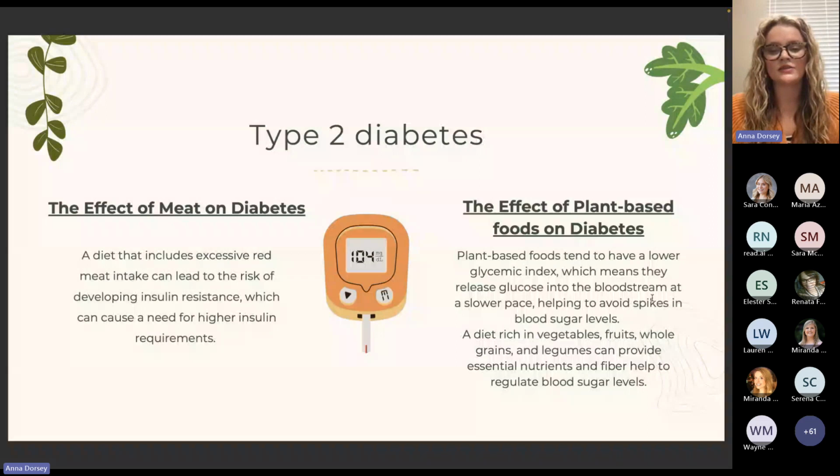Also, a diet that's really rich in vegetables and grains and legumes contains a lot of essential nutrients that can help regulate your blood sugar. So let's move on to the next slide.